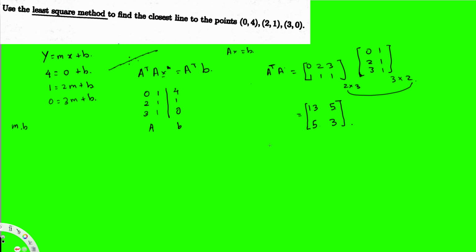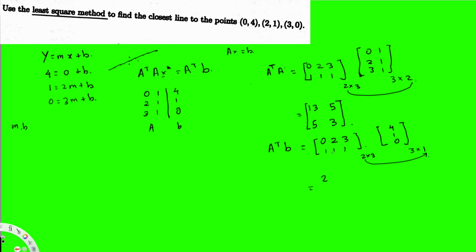Now I have to calculate A transpose B. A transpose we already found: it's 0, 2, 3, 1, 1, 1, and my B value is 4, 1, 0. This is a 2 by 3 matrix and this is a 3 by 1 matrix, so if I multiply, I will get a 2 by 1 matrix. So let's do that. First row, first column: 0 times 4 is 0, 2 times 1 is 2, 3 times 0 is 0. So it's going to be 2.